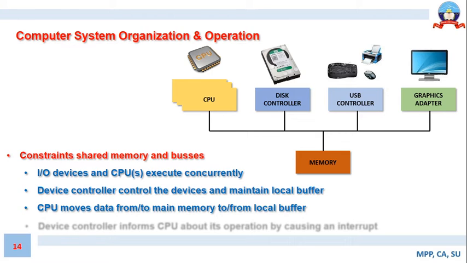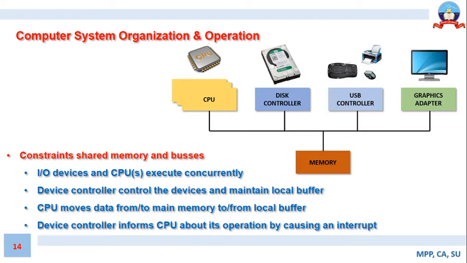Now, whenever an operation is to be performed by an IO device, the device controller informs the CPU, or the central processing unit, about the operation that is to be performed by causing an interrupt. So the device controller informs the central processing unit about its operation by causing an interrupt. So an interrupt is a mechanism of letting the central processing unit know that there is some high priority operation that is to be performed on behalf of a given device. So that is what an interrupt is.